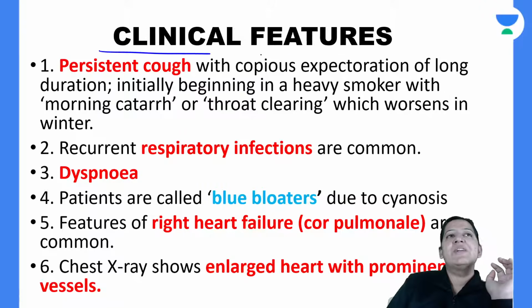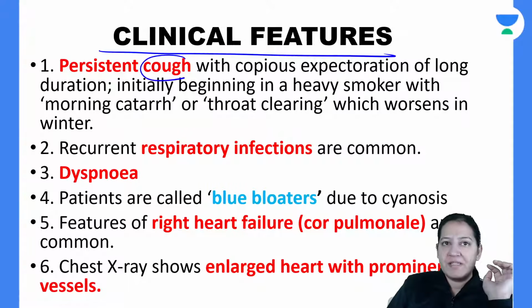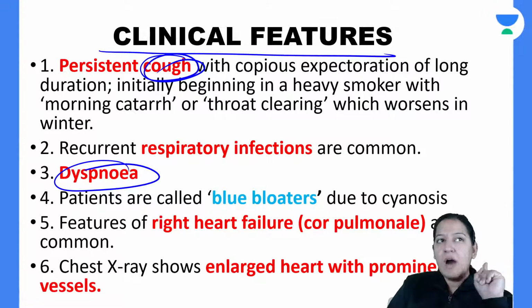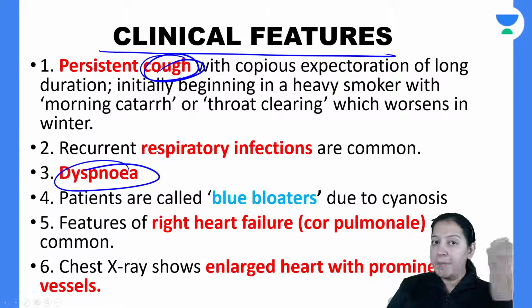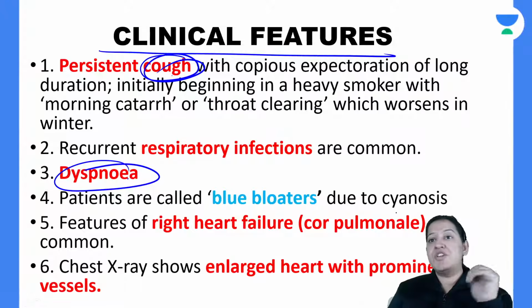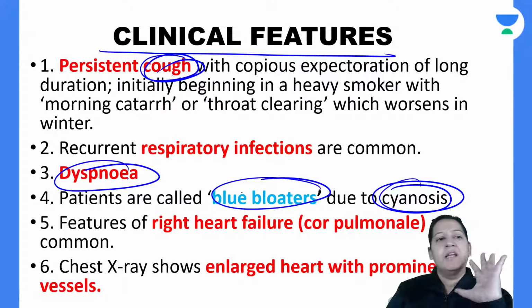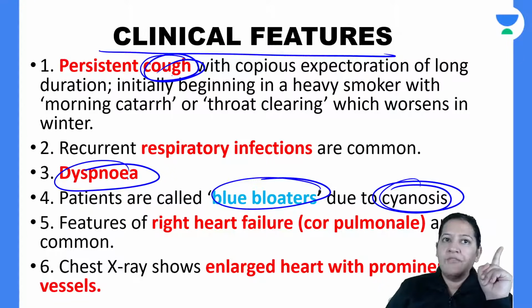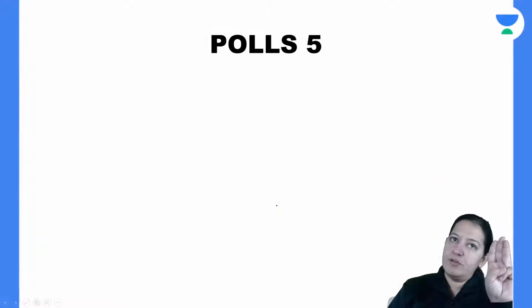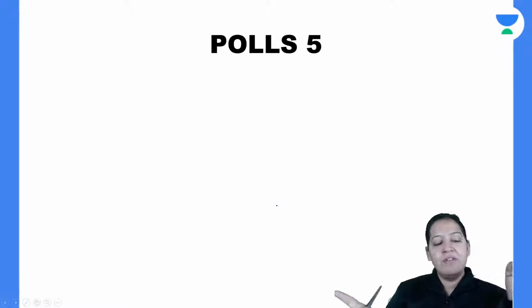What are the clinical features? The patient has persistent cough and dyspnea. Cough with sputum and dyspnea. Because of the dyspnea, the patient can't breathe. If the patient can't breathe, the patient will go into cyanosis. Because of cyanosis, the patient will look bluish in color. That is known as blue bloater. So cough, dyspnea, blue bloater. You have to learn these three findings. So I'm done with chronic bronchitis.